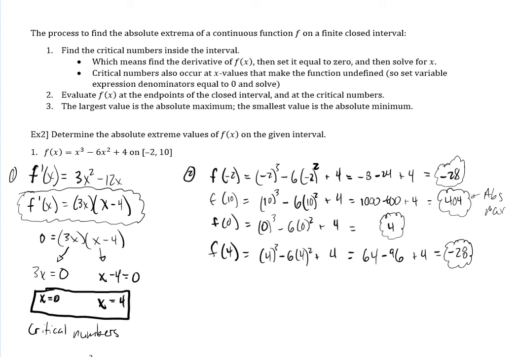And then our smallest value, well, the negatives are smaller than positive 4, so these are a tie for our absolute minimum. Again, if I did the math right, we're going to double check right now. Okay, so if you have a tie with the smallest y coordinates, then that's okay. They would both be the absolute minimum.